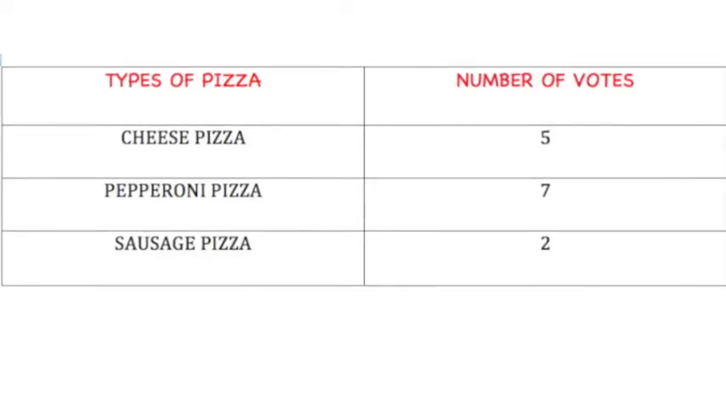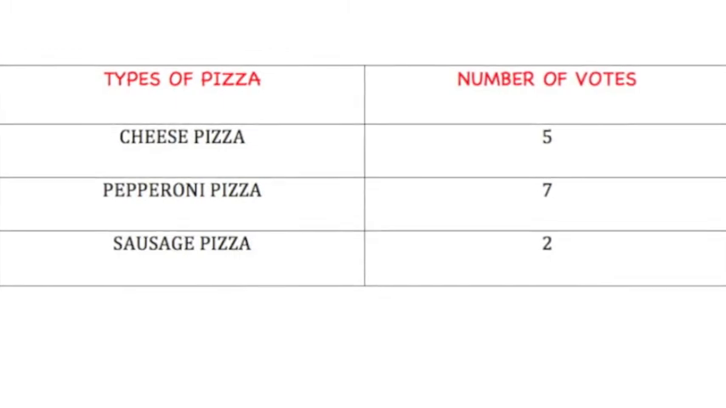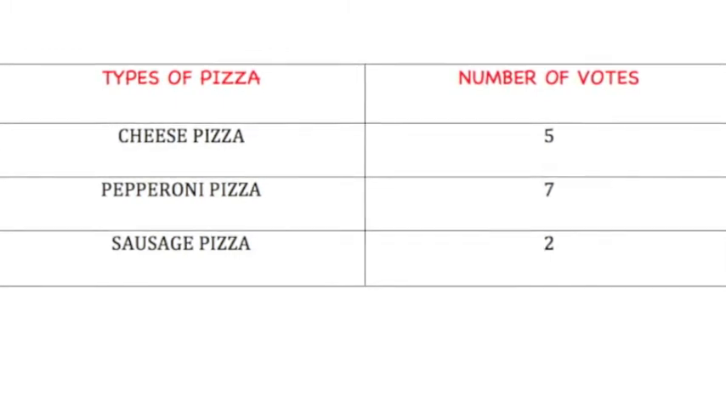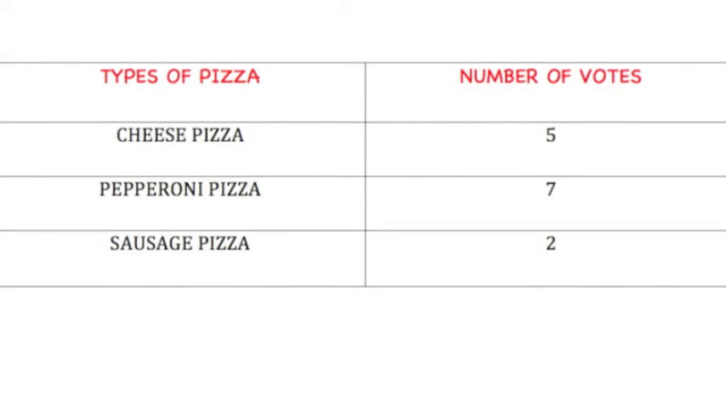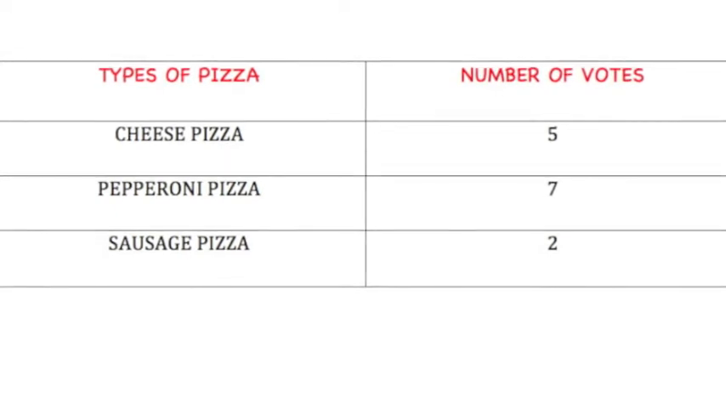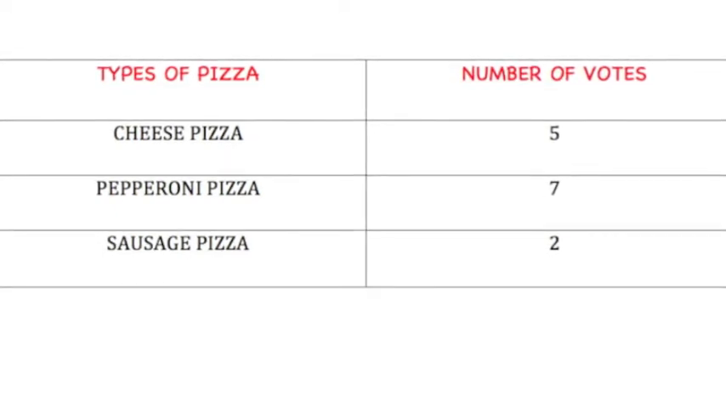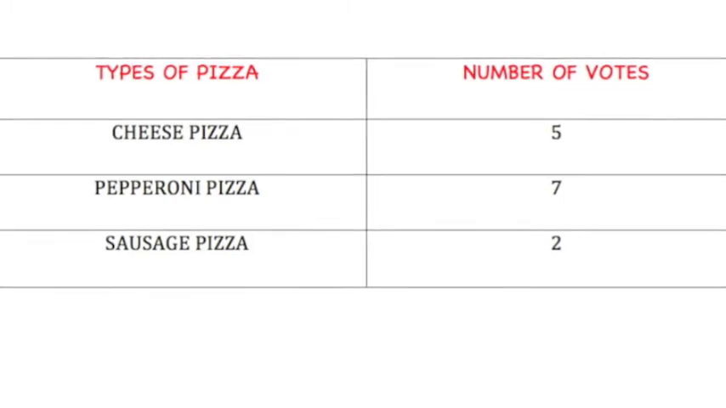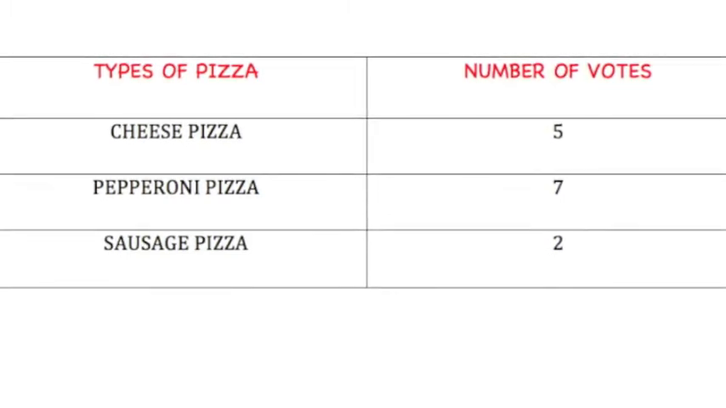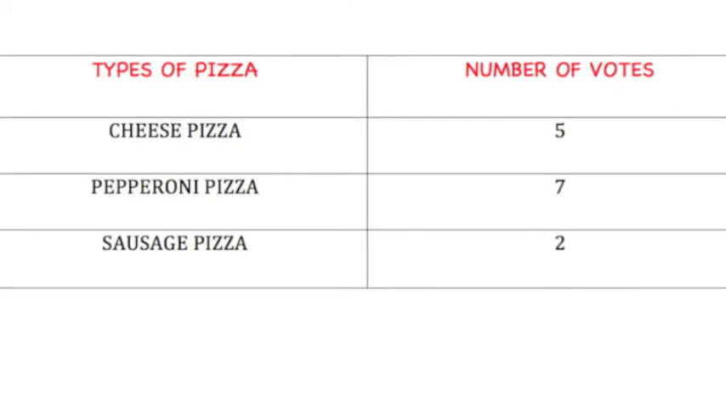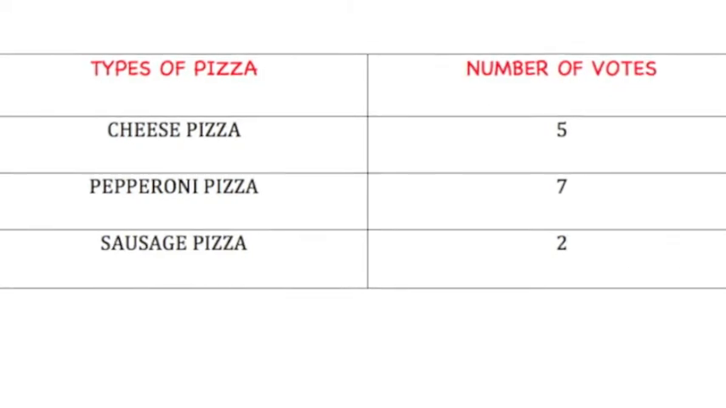In the table, we see that the left side represents the types of pizza, which are cheese, pepperoni, and sausage. On the right side of the table, we have filled in the number of student votes. Cheese pizza has 5, pepperoni has 7, and sausage pizza has 2. Now let's use this to make our bar graph.